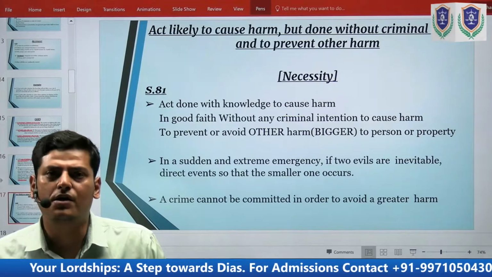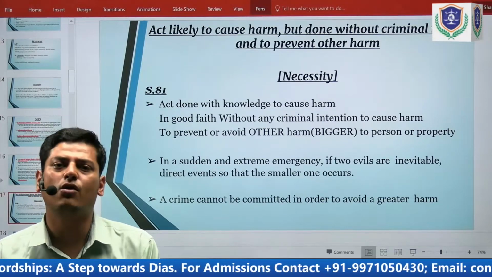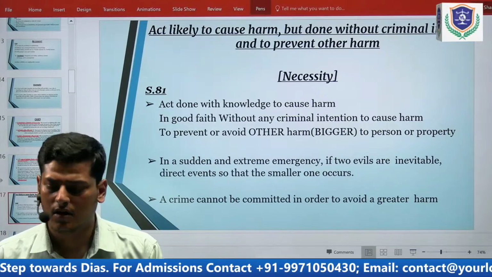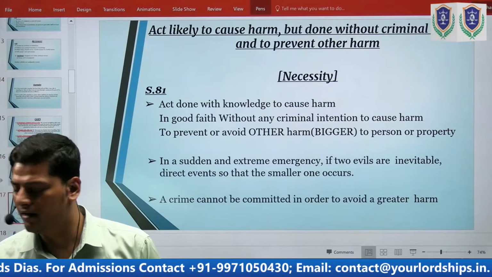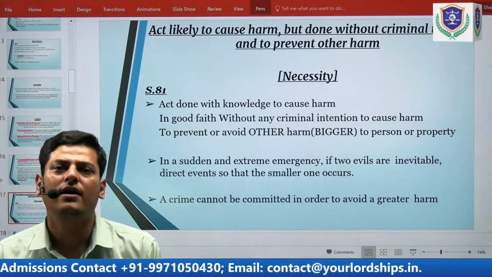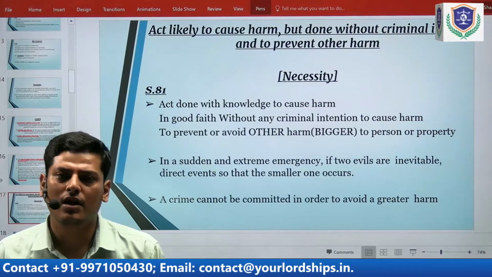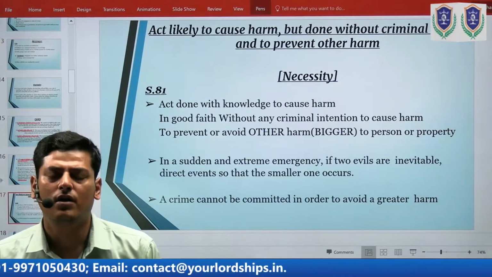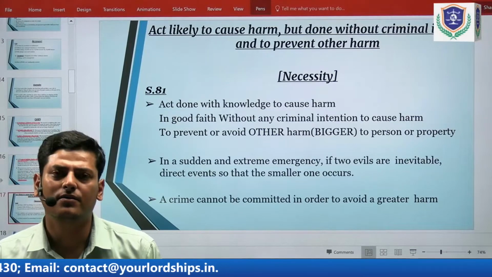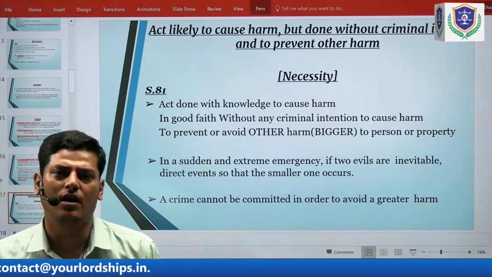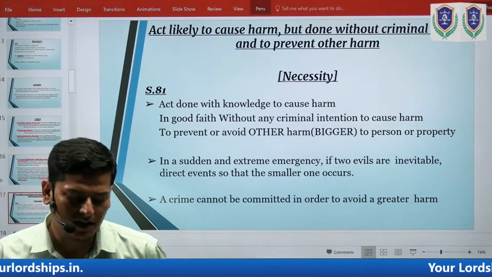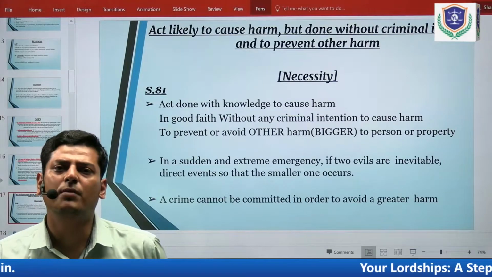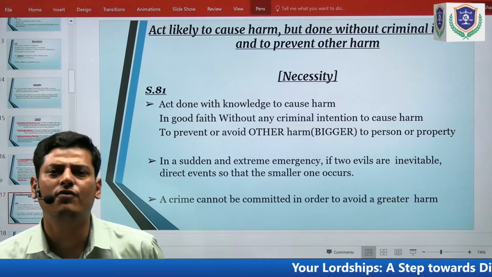So section 81 deals with the defense of necessity. The title given under section 81 says: act which is likely to cause harm, done without criminal intent, in order to prevent some other harm.